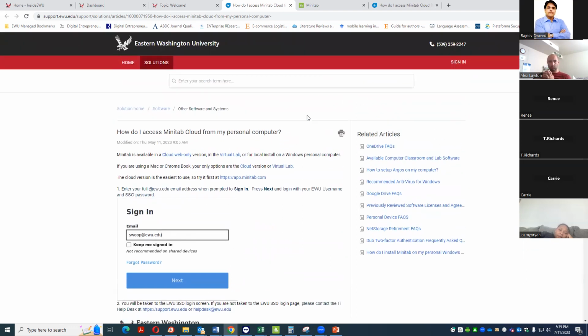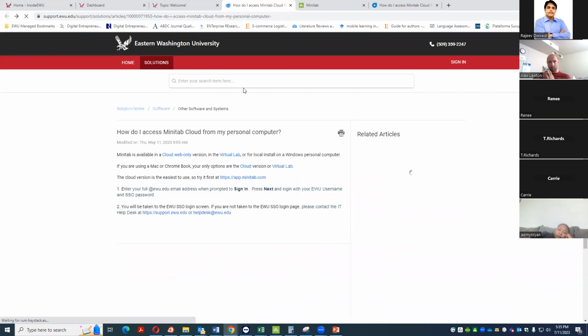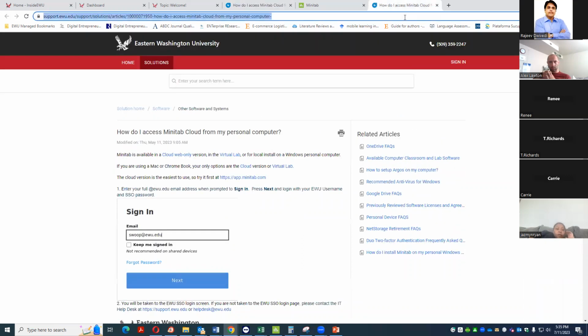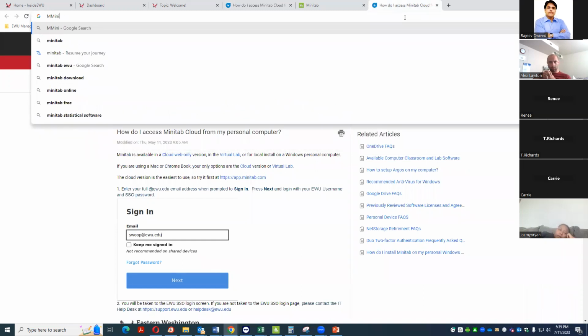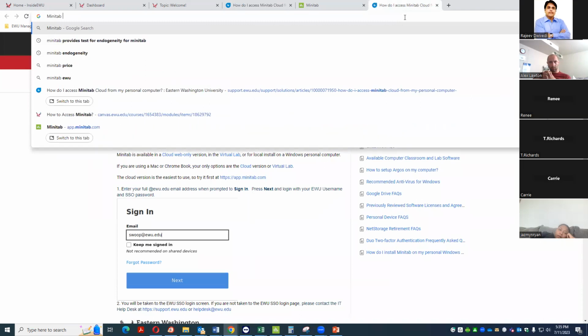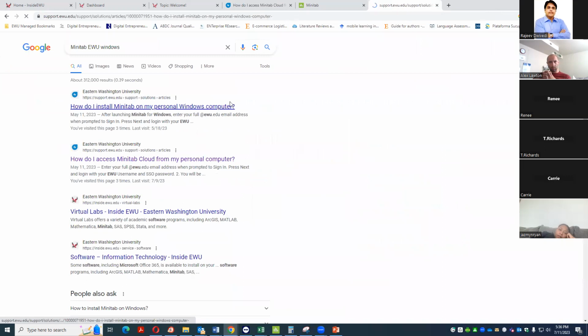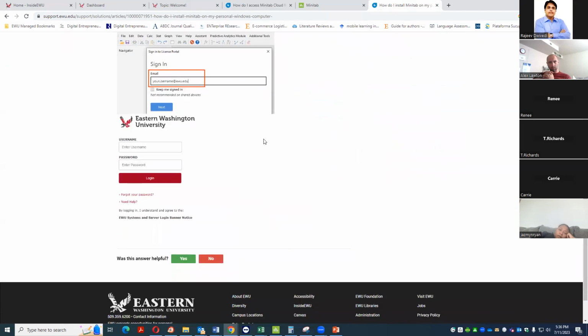We have another option, which is you can download it on your computer also if you have Windows. But we don't have a download option for Mac. And this is another option, which is how to install Minitab on a personal Windows computer only, no Mac. So here, these are the steps in order to do it.